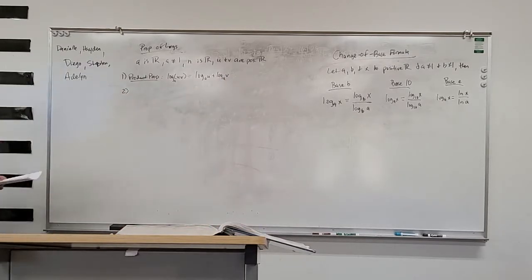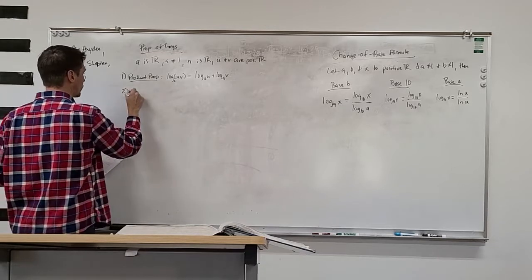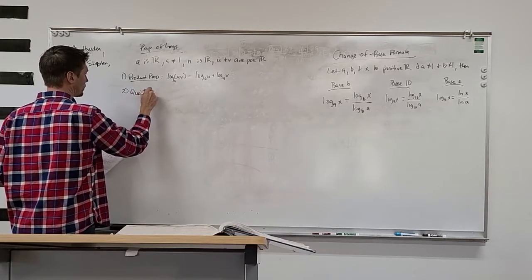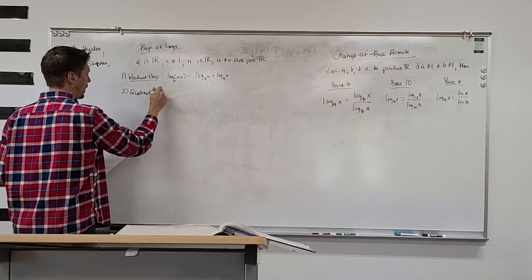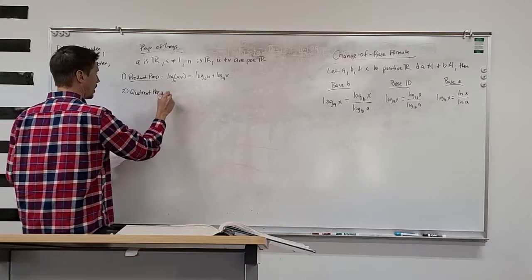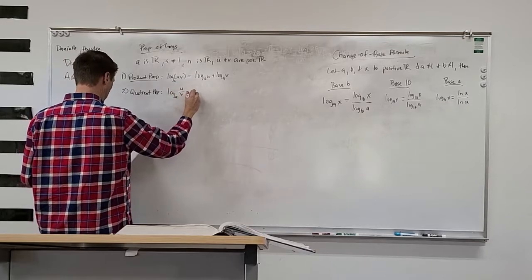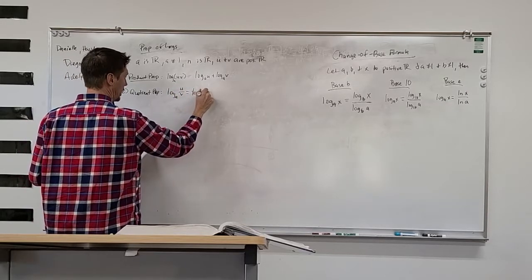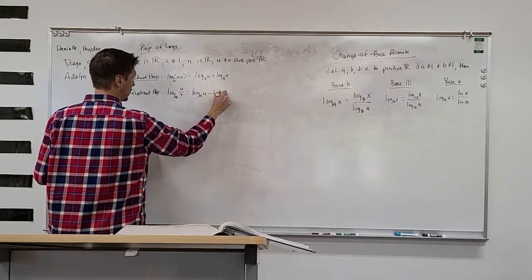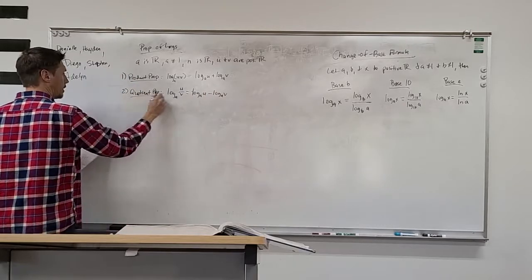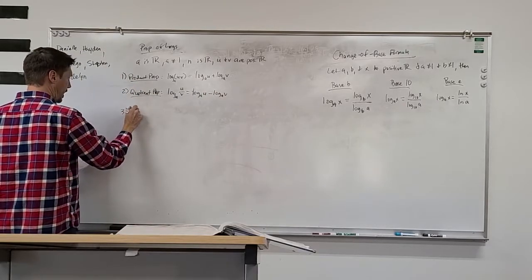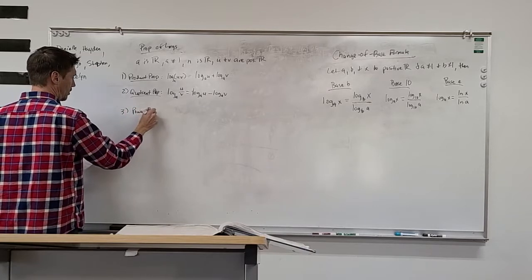So if you've got two things multiplied together, the quotient property. If you have log base a of u divided by v, then you can say that's the same as log base a of u minus log base a of v. And then finally the power property.